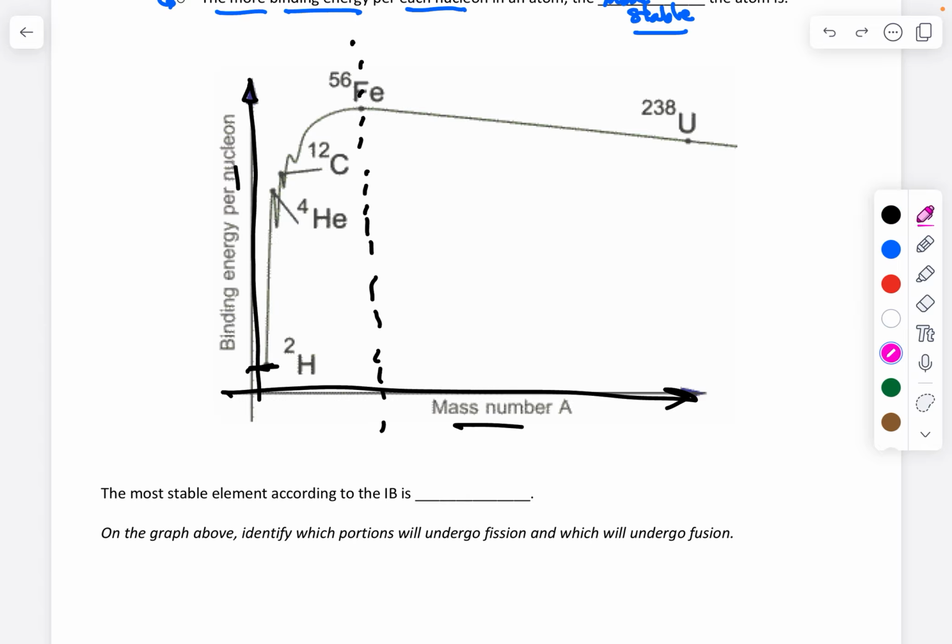Here are two things that you need to know. If you're going this way, this is going to be fusion. So if you want to go up this way, it's going to be fusion. And if you're here and you want to go this way, this is fission.